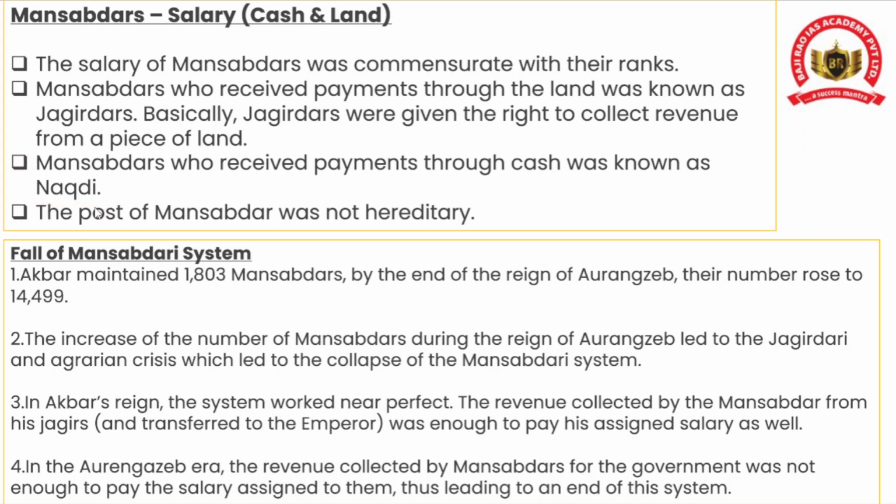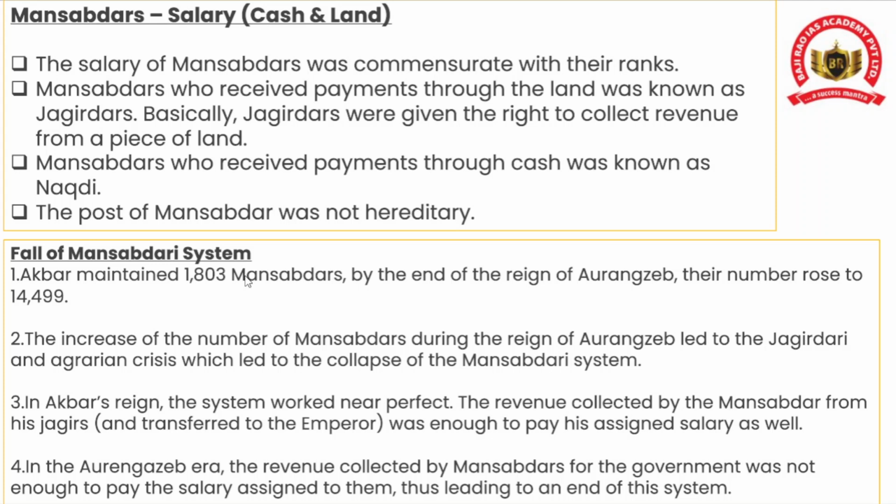Now, the other thing you have to understand is that the post of mansabdar is not hereditary. Hereditary means a general succession from father to son. So it is not based on heredity, rather it is based on merit. Generally, nobles were part of the mansabdari system. However, what led to the fall of the mansabdari system? Why did the mansabdari system ultimately fail under Aurangzeb?